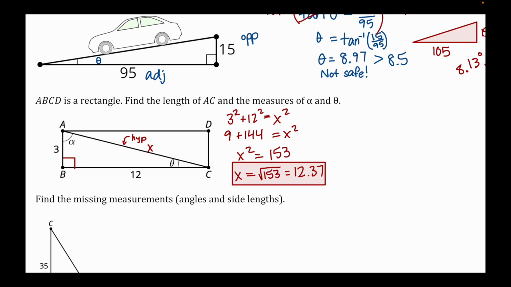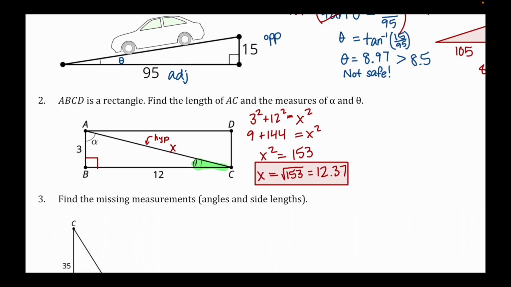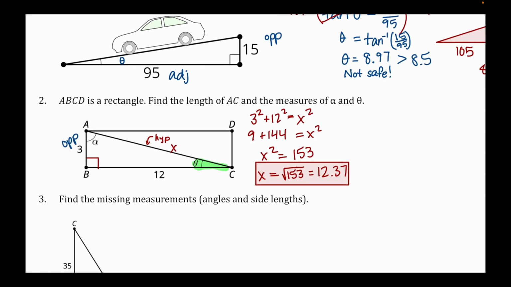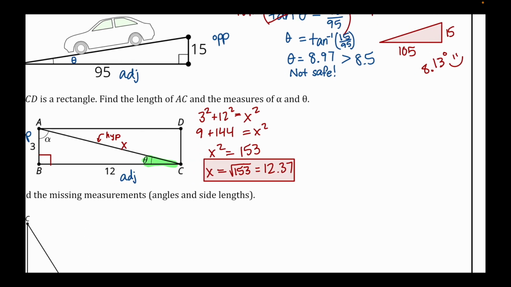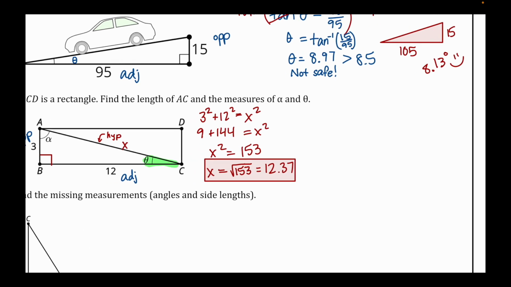Here we go. Okay, so now I want to find theta and alpha. So theta, this one right here. We'll do theta's work, I guess, in blue. And so for theta, 3 is going to be the opposite, and 12 is going to be the adjacent. So with opposite and adjacent, we need to use tangent. So actually, I want to move this a little bit because I was trying to save myself some space, but I didn't want to write too close over there. Okay, so we're going to do this work in blue.